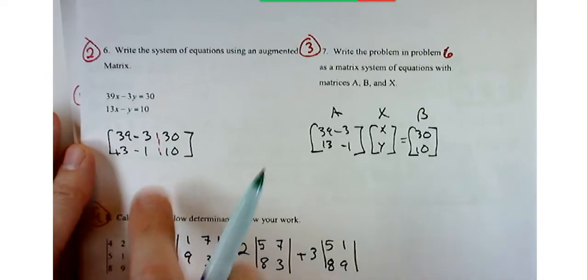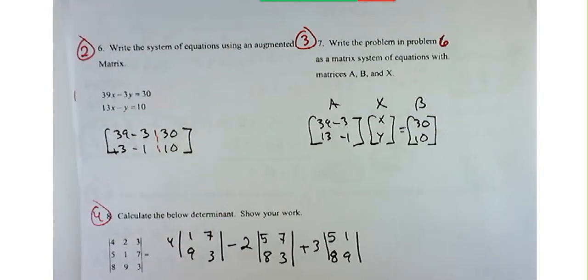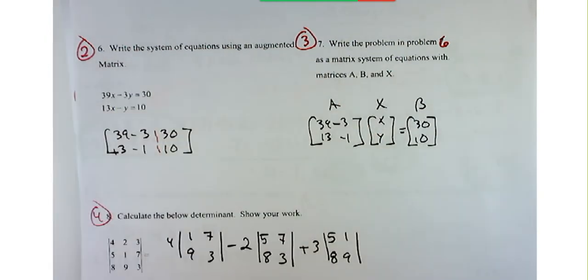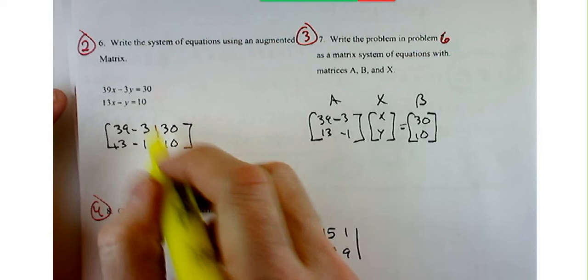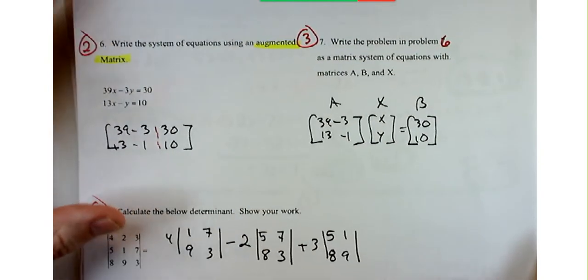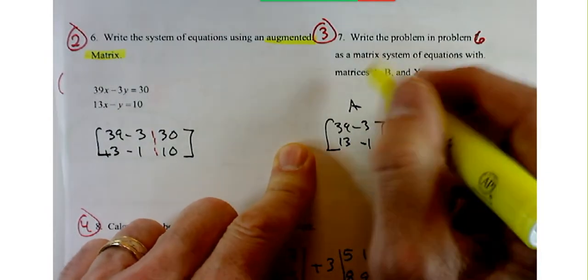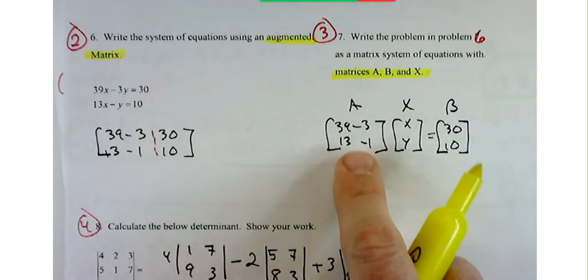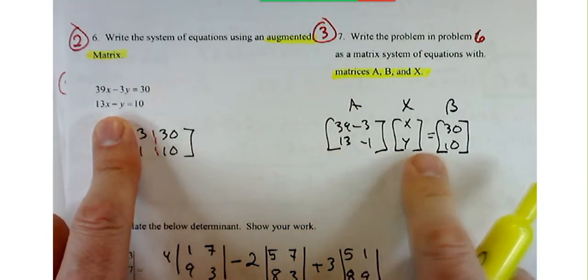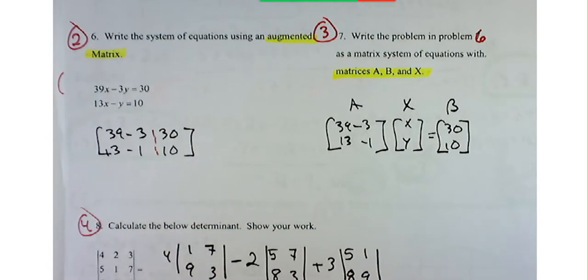Problem number 6. This is your augmented matrix right here. All it is, is wrapping your system of equations in matrix notation, putting a little bar where the equal sign is. In contrast, if I wanted to solve this as a system of equations with matrices A, B, and X, A is the matrix of your coefficients, B is the right-hand side, and X is your variable. You're right that X is doing double duty here, but it is what it is.